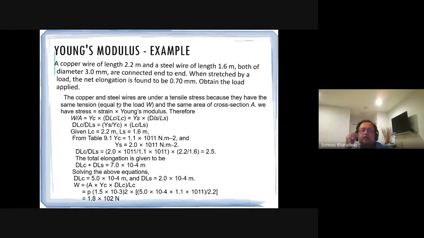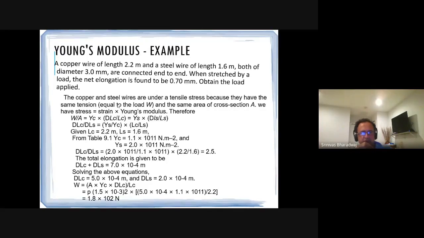A copper wire of length 2.2 meters and a steel wire of length 1.6 meters, both of diameter 3 mm, are connected end to end. This is a very, very common question dealing with Young's modulus, and you should be able to get 100% in all these questions. When stretched by a load, the net elongation is found to be 0.7 millimeter. Obtain the load applied. You have to look up the Young's modulus of both copper and steel. Notice the Young's modulus of copper, 1.1 into 10 to the power of 11.